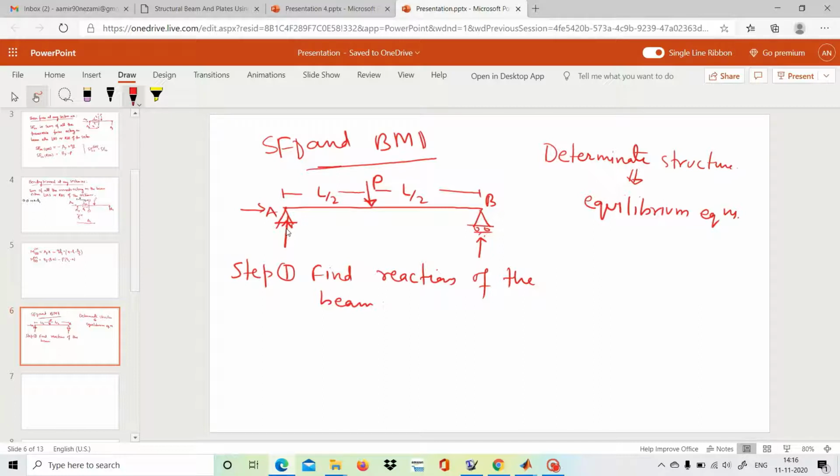So equilibrium equations we know: the sum of all the forces along x should be equal to 0 if we take positive sign in the right direction. In the vertical direction, if we take positive upward, the sum of all the forces along y is equal to 0, and the summation of moment about any point equals 0 if we take anti-clockwise as positive.